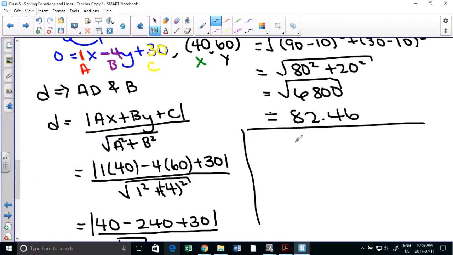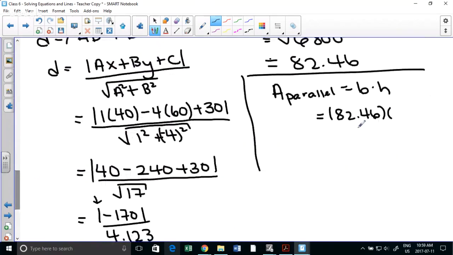I want the area of the parallelogram. This is actually just base times height. So I have my base as 82.46, and I have my height as what I calculated here, 41.23. And that gives me 3399.91 units squared.